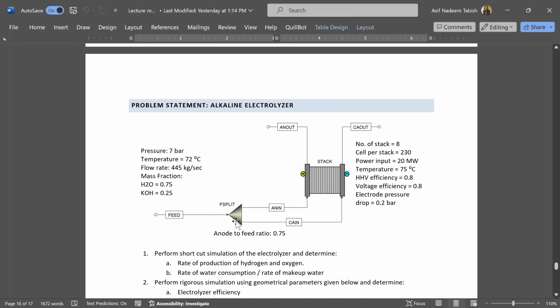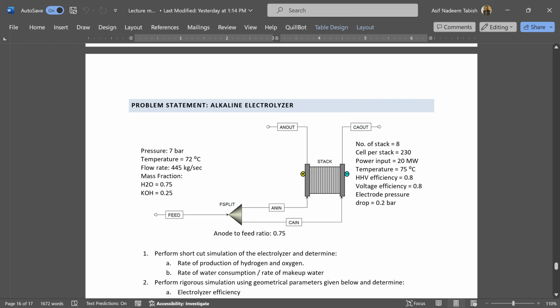This feed is split into anode and cathode flows, with the specification that 75% of the feed by mass enters the anode channel, whereas the remaining 25% leaves the splitter to enter the cathode channel. The stack block consists of 8 stacks, where each stack contains 230 cells. Total power consumption for the electrolysis is 20 megawatts. Since this is an industrial scale electrolyzer, the power consumption is so massive. Subsequently, the production rates of hydrogen and oxygen will be higher as well.